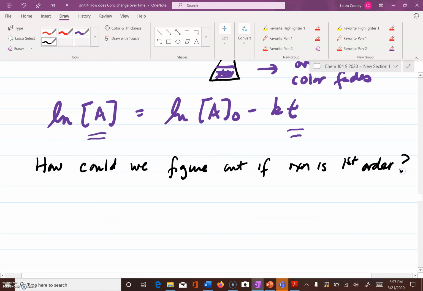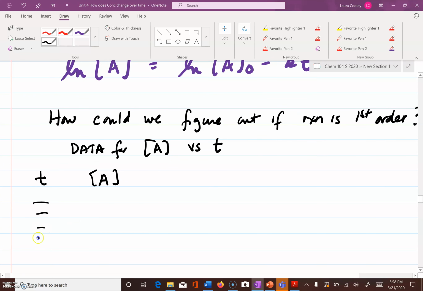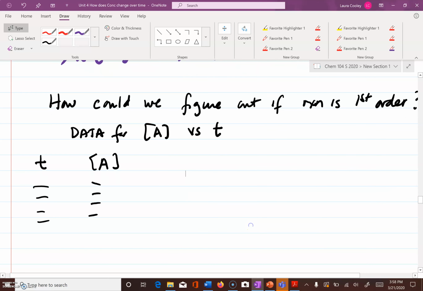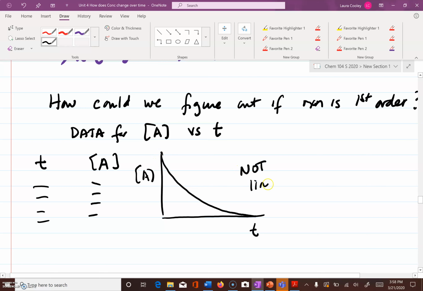Okay, and what we could do is, if you take a close look at this equation, let's not forget that we will have data for the concentration of A versus time. So we'll have this concentration of A and time, all kinds of numbers here. And if we did a graph of the concentration of A versus time, we know that graph would not be a line. This would not be linear.